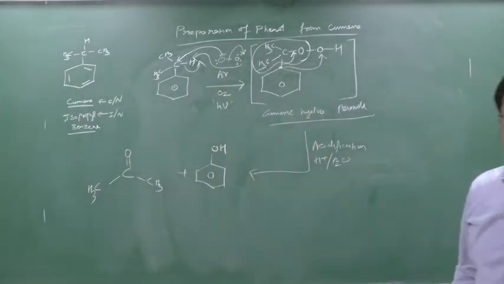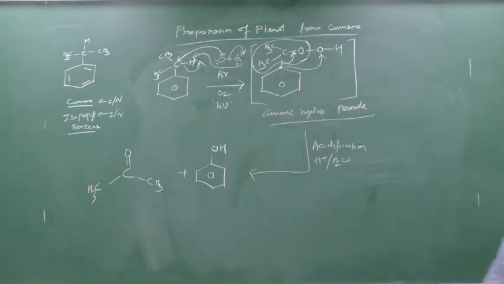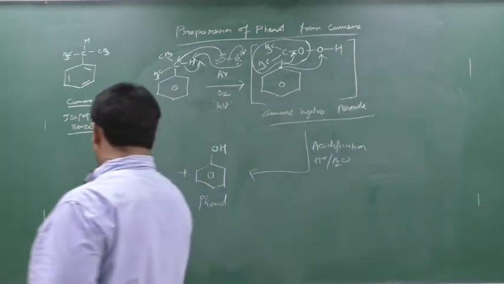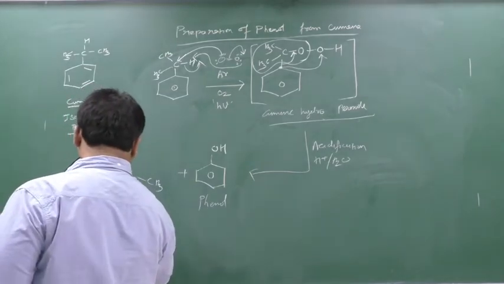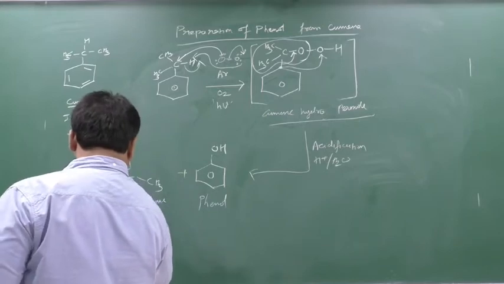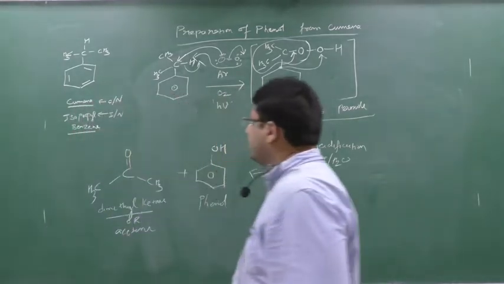Why is this phenyl shifting? I will show you. Clear? So here you will get phenol, and here you will get dimethyl ketone, or you can say acetone. Clear? So now check it out, write it down.